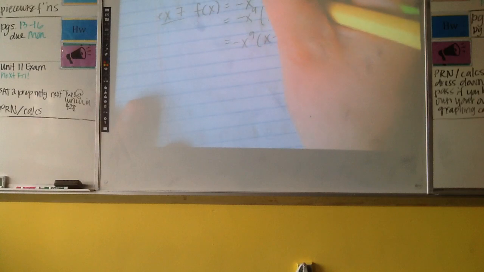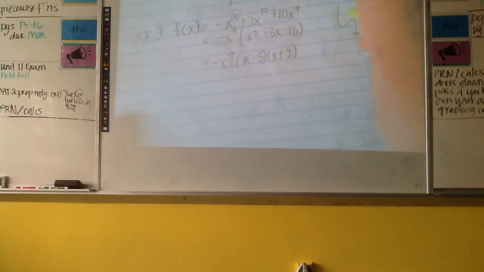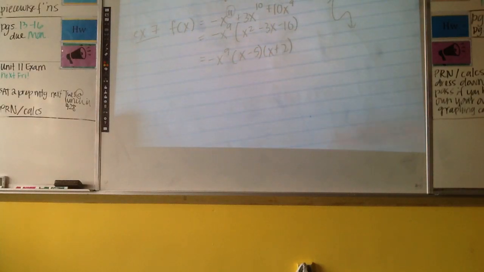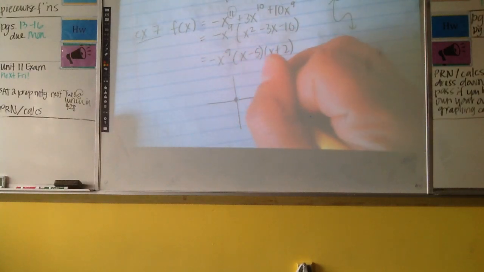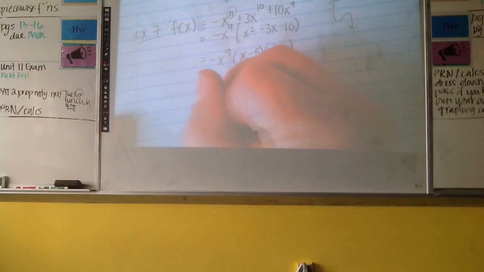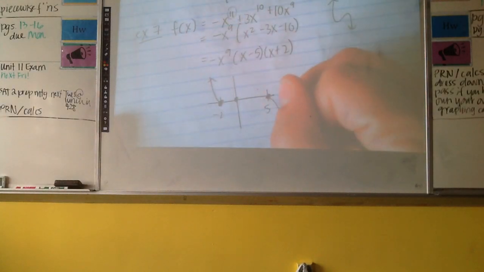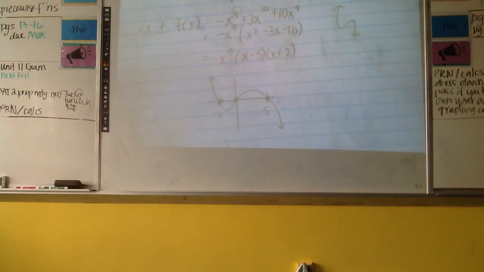So this is a degree 11 polynomial with a negative leading coefficient. It's got to look like this at its ends. It has roots at 0, 5, and negative 2. On the end behavior, one more time. They all have odd multiplicity, so we're going to slice, slice, and slice.